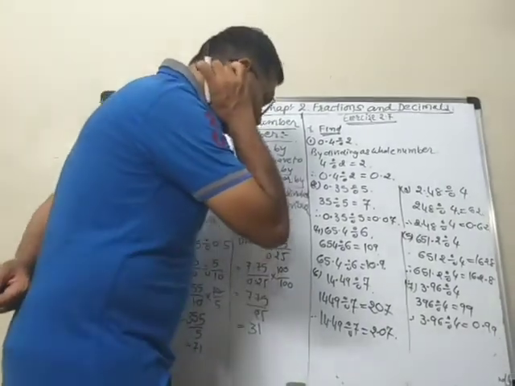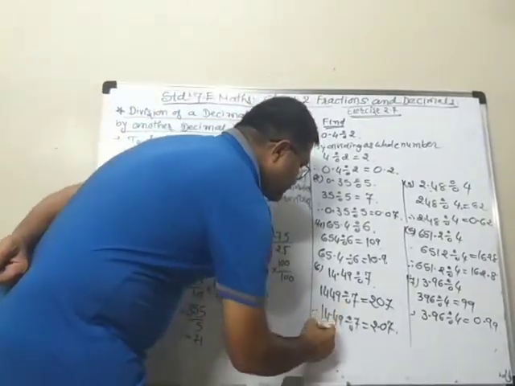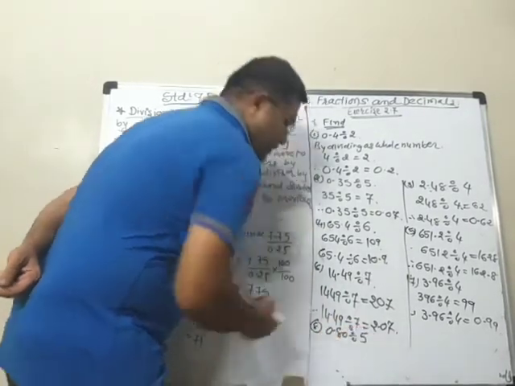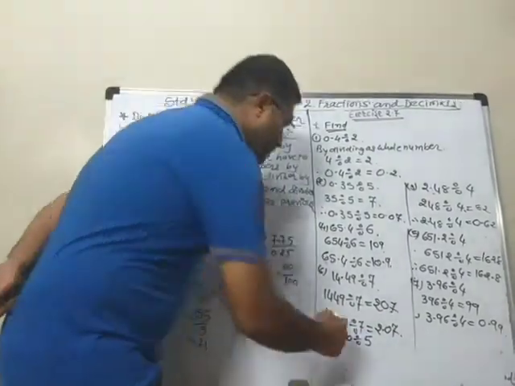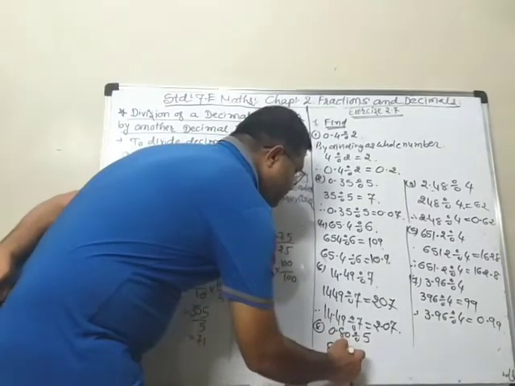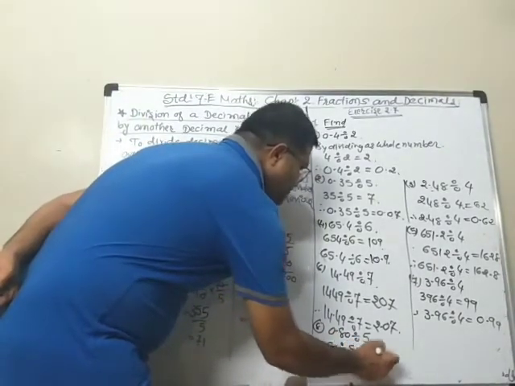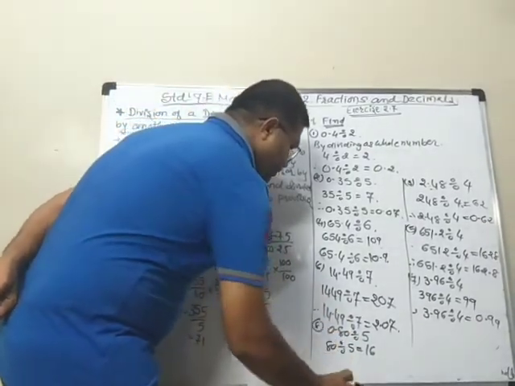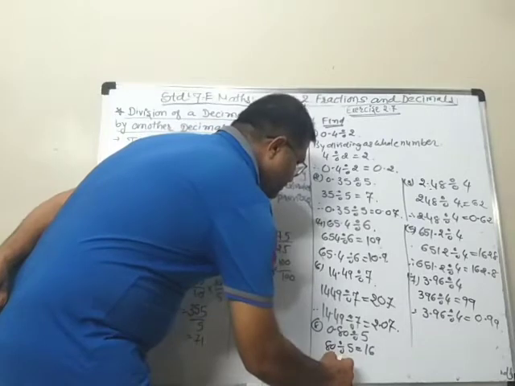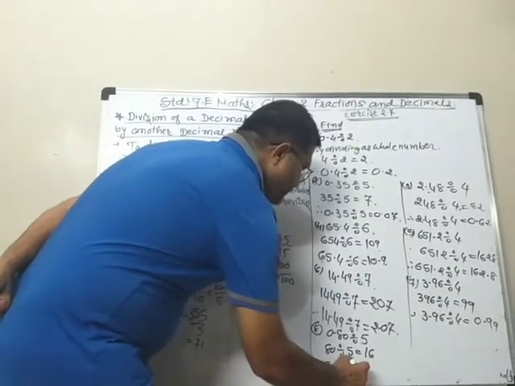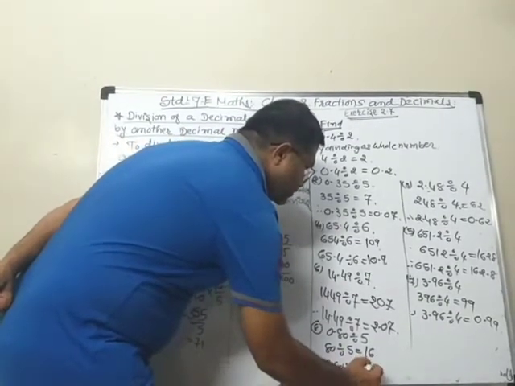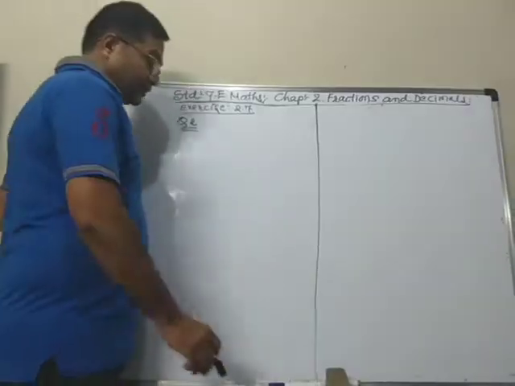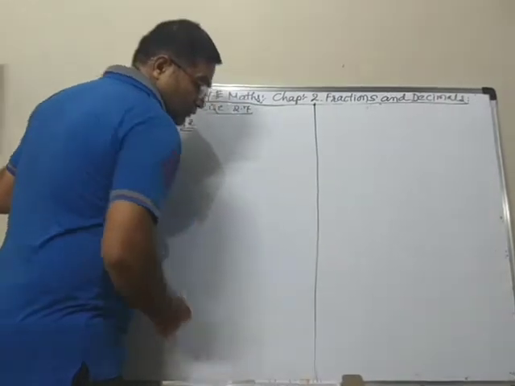And the eighth one is 0.80 divided by 5. Now 80 divided by 5. We know that 16 fives are 80. Now there are two decimal places. Therefore 0.80 divided by 5 is equal to, the answer will be 0.16. Question number 2. Find.